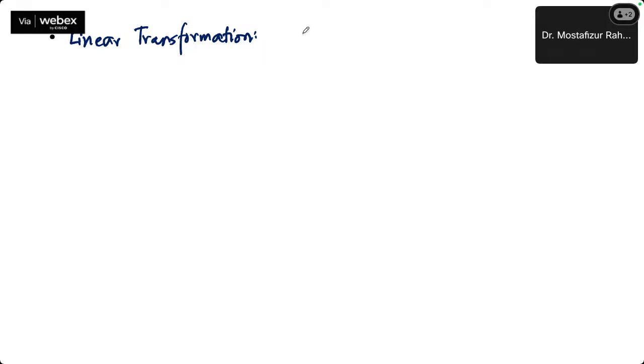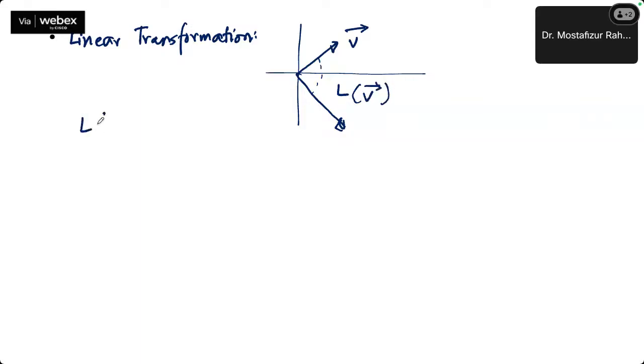So suppose there is a vector v, and you reach somewhere here. This is another vector, but what you are doing is basically some transformation of the vector v. So L of v is basically a function, here a linear function, with a vector as input.